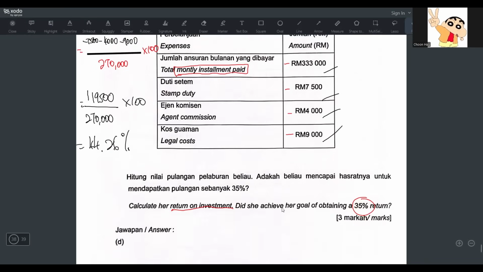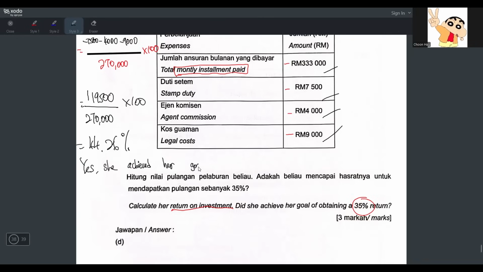So now let's answer the question. Did she achieve the goal of obtaining 35% return? The answer is yes. Okay, they never asked to write any reason, right? But I will write it anyway. So yes, she achieved her goal of obtaining 35% return. Actually, she got more than what she desired. Her goal is 35%. Yeah, she got more, 44.26, right? So yeah, it's more than 35%. That is why we can say yes, she achieved her goal of obtaining 35% return.